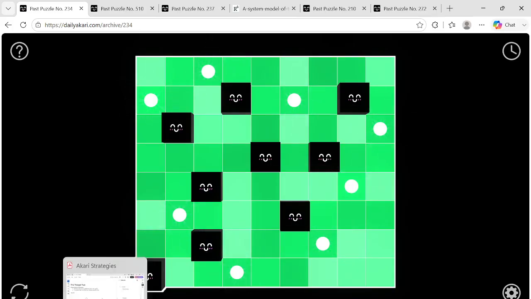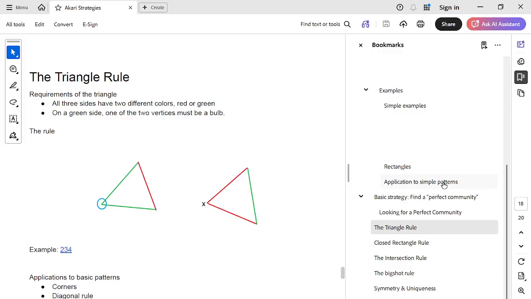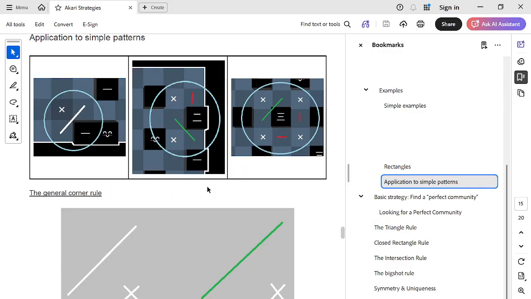Now let's go back to our basic patterns. So the corner rules here. You can also do a triangle rule. So this is green, red, cross off. Green, red, cross off. Green, red, cross off.